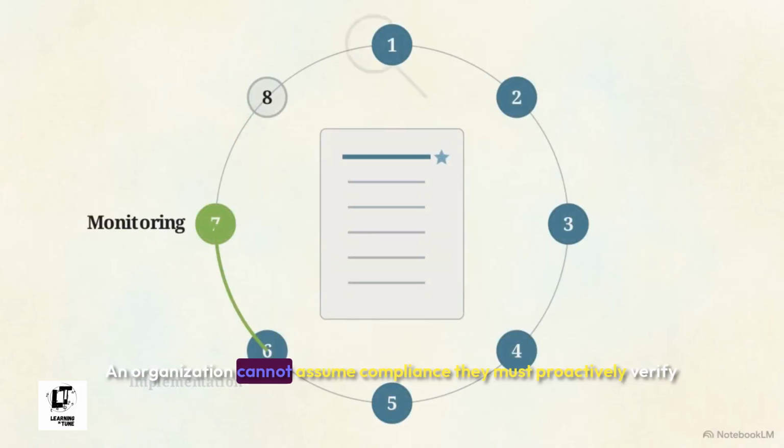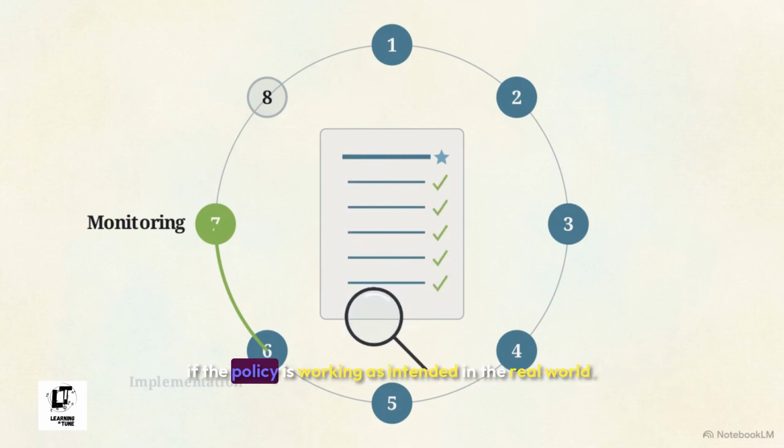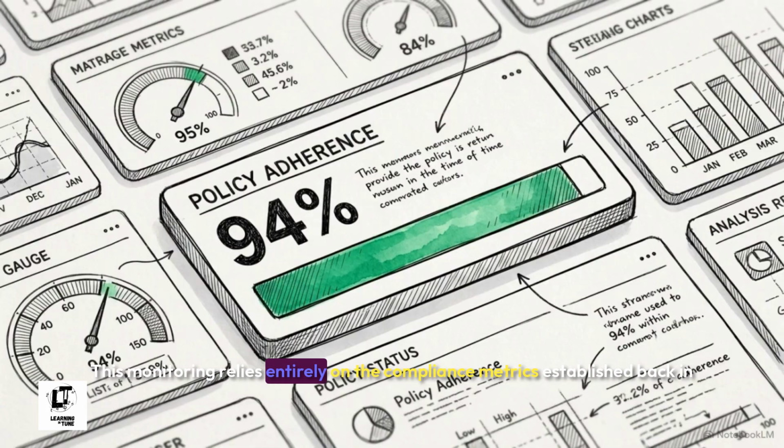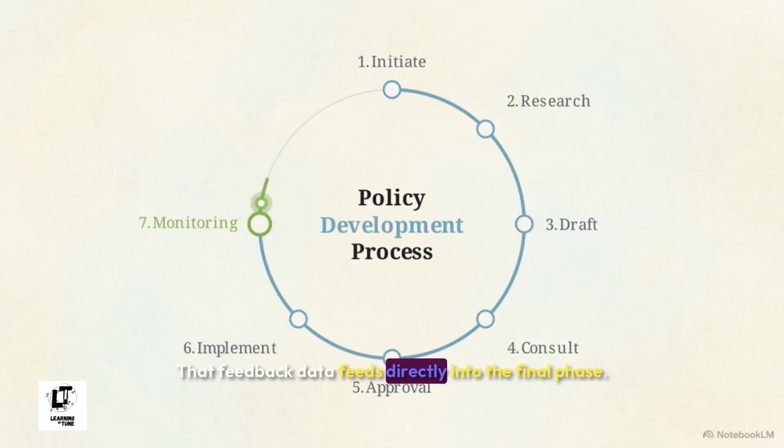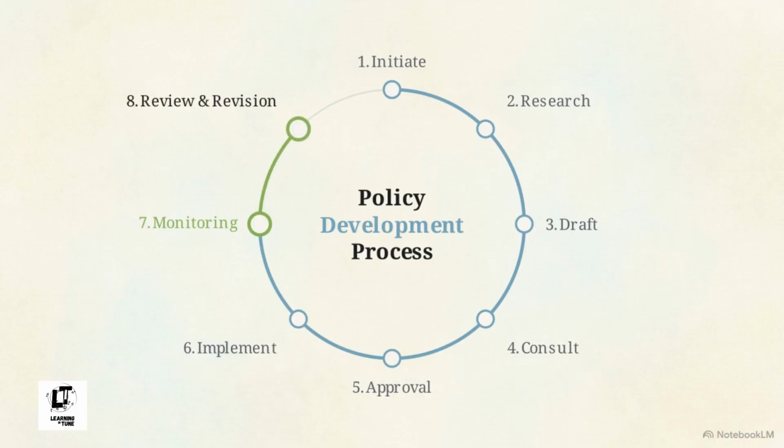An organization cannot assume compliance. They must proactively verify if the policy is working as intended in the real world. This monitoring relies entirely on the compliance metrics established back in Component 7 of the document, utilizing periodic audits and operational feedback to track performance. That feedback data feeds directly into the final phase, Step 8, review, evaluate, and revision.